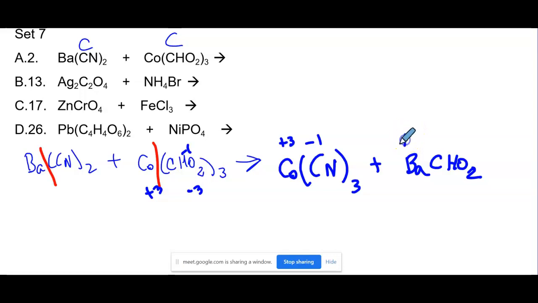All right, then barium is a +2, and that's an easy one because barium doesn't have a roommate. We already know CHO2 is a -1 from our ion sheet. I know barium's a +2 from my ion sheet, so I crisscross reduce that one. That means the 2 goes here and the 1 goes down. Let me give you a moment to see if you have any questions before we balance.